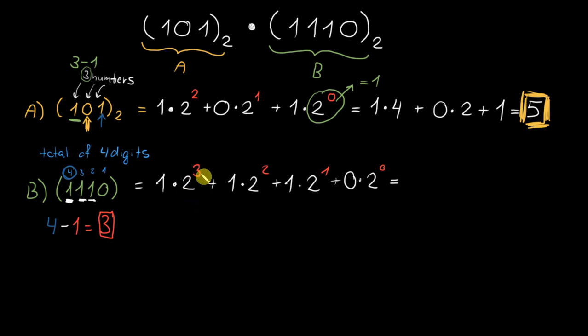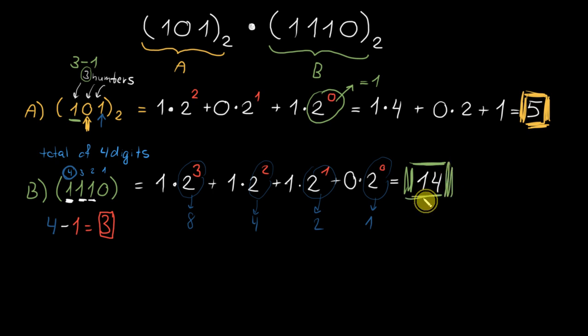And now we have to express this number. This number is 8. This number is 4, because 2 times 2. This number is 2. And this number is 1. So if we write it down, we get 8 plus 4 plus 2, which equals 14. So our green number right here equals 14.